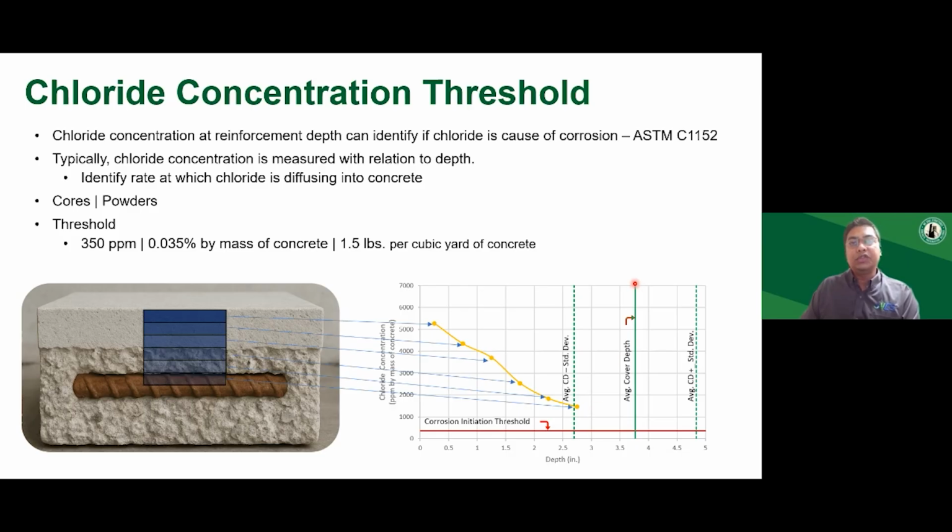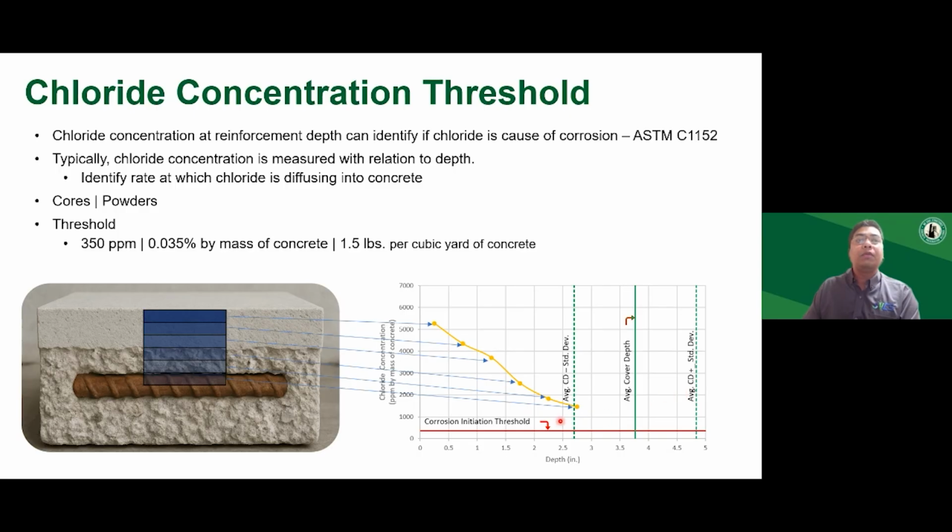This vertical green line is essentially the concrete cover depth. Remember, I said the higher the concrete cover depth, the more service life you can usually expect from your structure. Because if you have a higher concrete cover depth, this vertical green line will be shifted towards the right, and you will have more time before the corrosion can start.